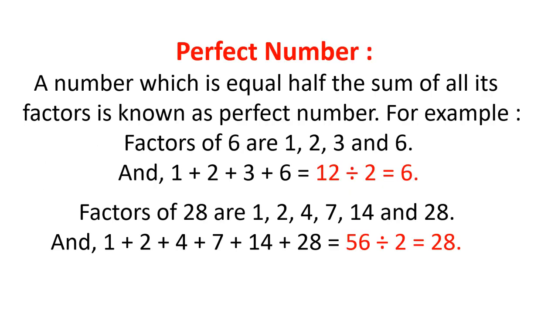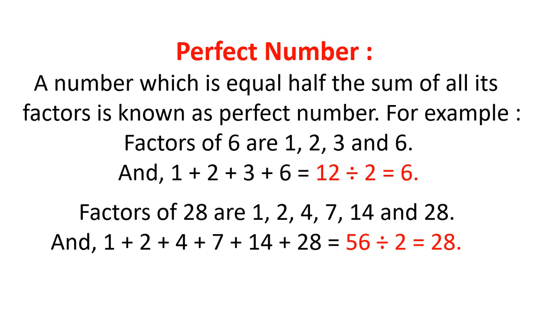Perfect number. A number which is equal to half the sum of all its factors is known as a perfect number. For example, the factors of 6 are 1, 2, 3 and 6, and 1 plus 2 plus 3 plus 6 is equal to 12, and 12 upon 2 is equal to 6.